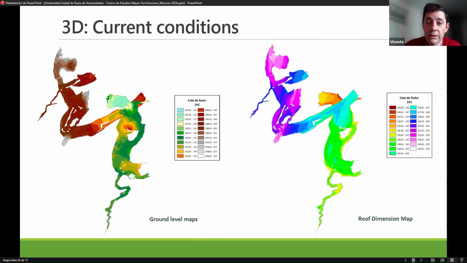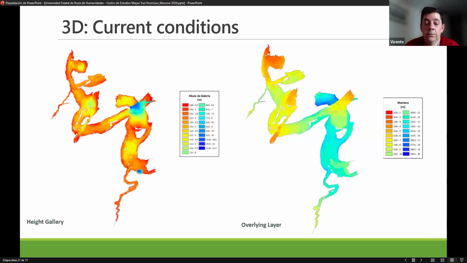But you can create as well these 3D current maps. The first is the ground level map, the height of the ground, and the height of the roof, or roof dimension map. And once you have these two values, you can calculate the height gallery map, that is the distance between the soil and the roof of the cave. And you can calculate the overlaying layer thickness, that is the distance between the roof and the exterior.